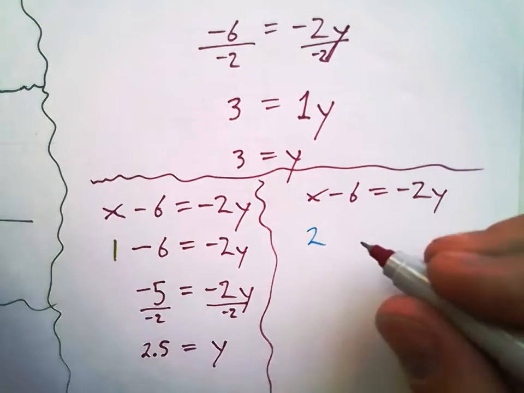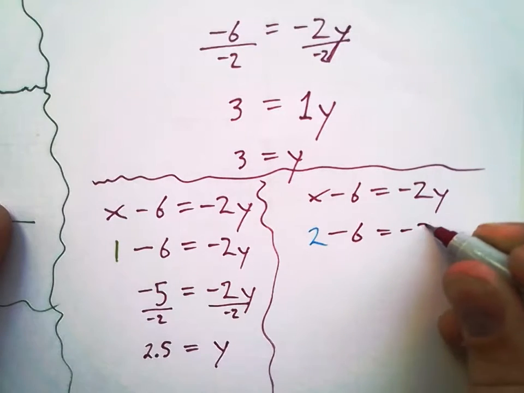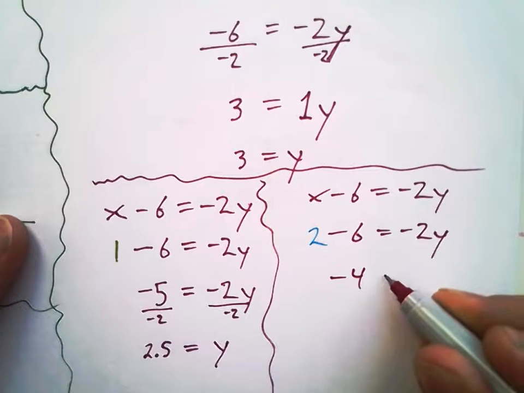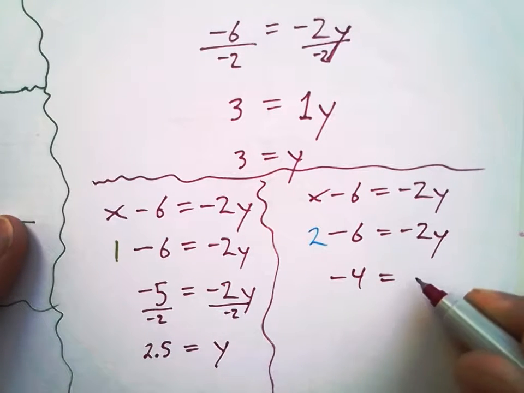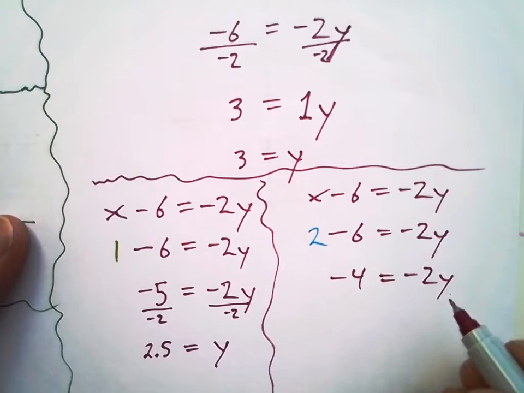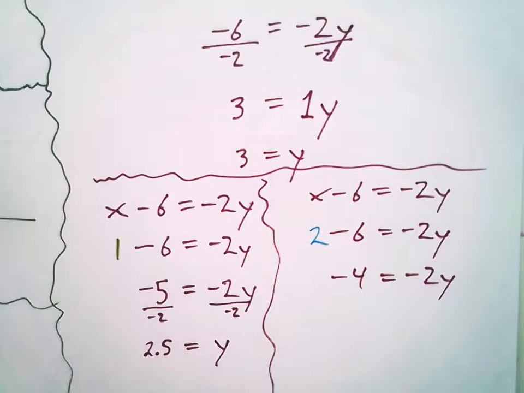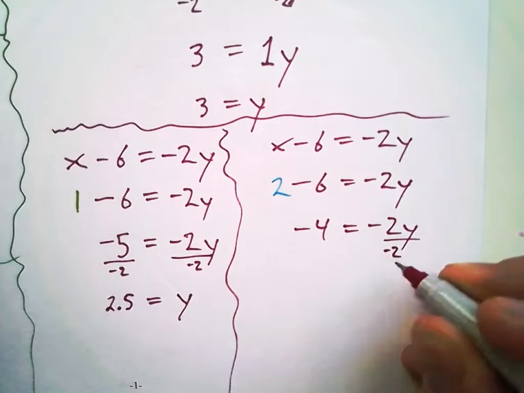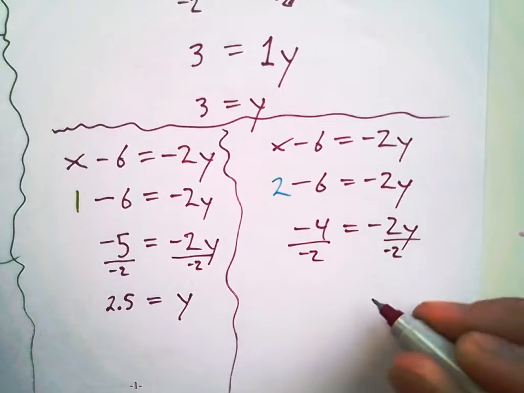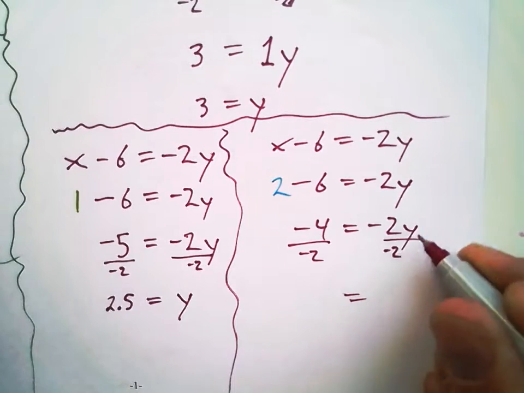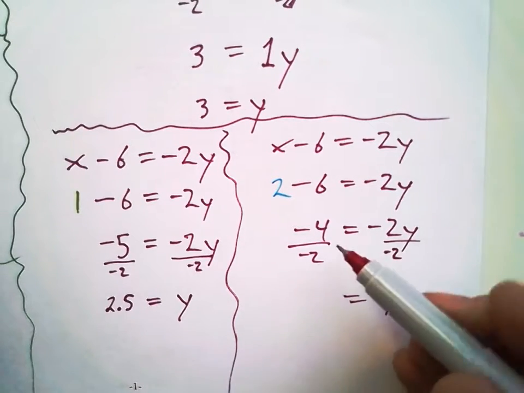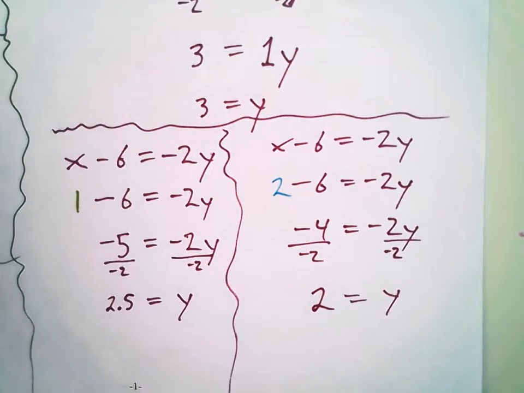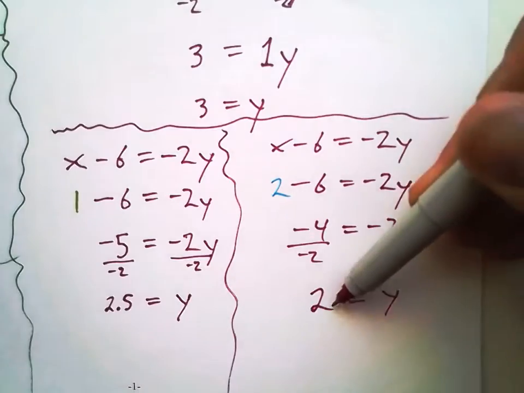If x is 2, we have 2 minus 6 equals negative 2y. 2 minus 6 is negative 4. And so I have negative 4 equals negative 2y. Again, we can divide both sides by negative 2. And that will give us just 1y, or y on this side. Negative 4 divided by negative 2 will be positive 2. So if x is 2, y is 2.